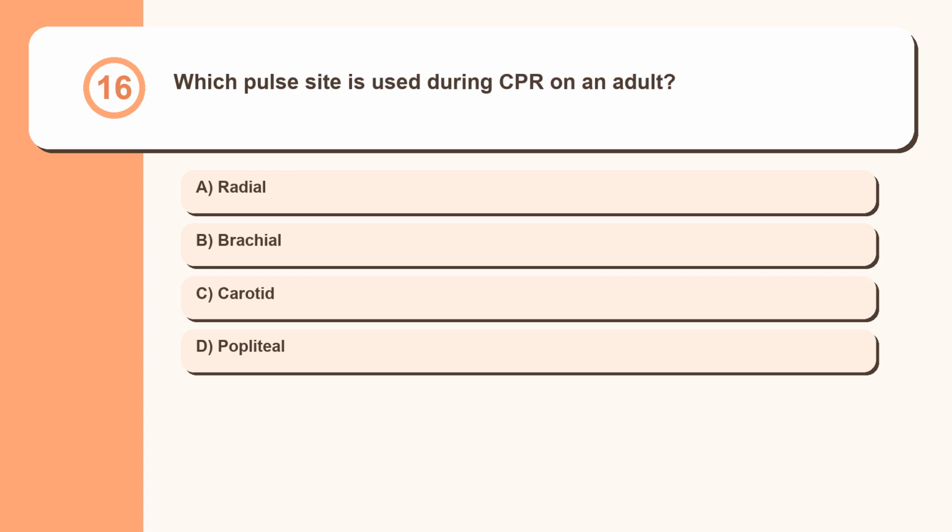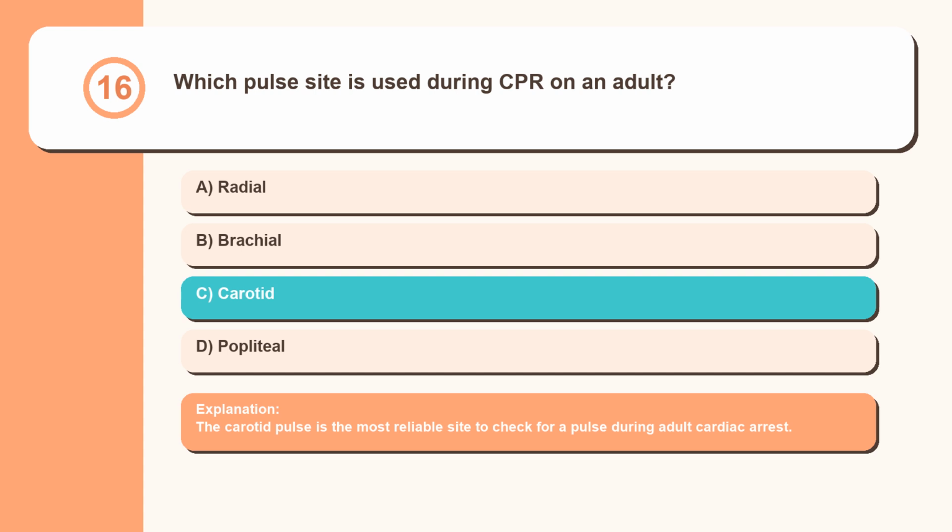Question 16. Which pulse site is used during CPR on an adult? Radial, brachial, carotid, popliteal. The carotid pulse is the most reliable site to check for a pulse during adult cardiac arrest.